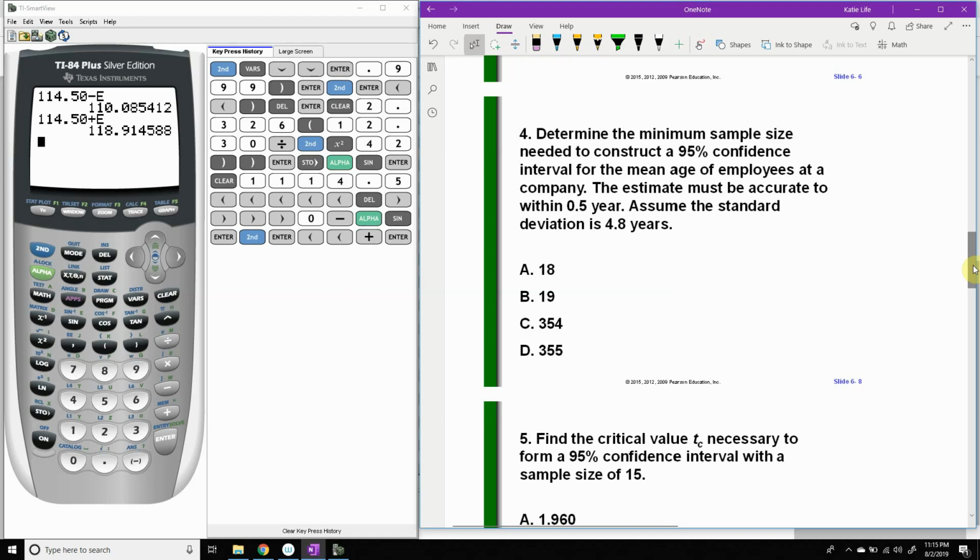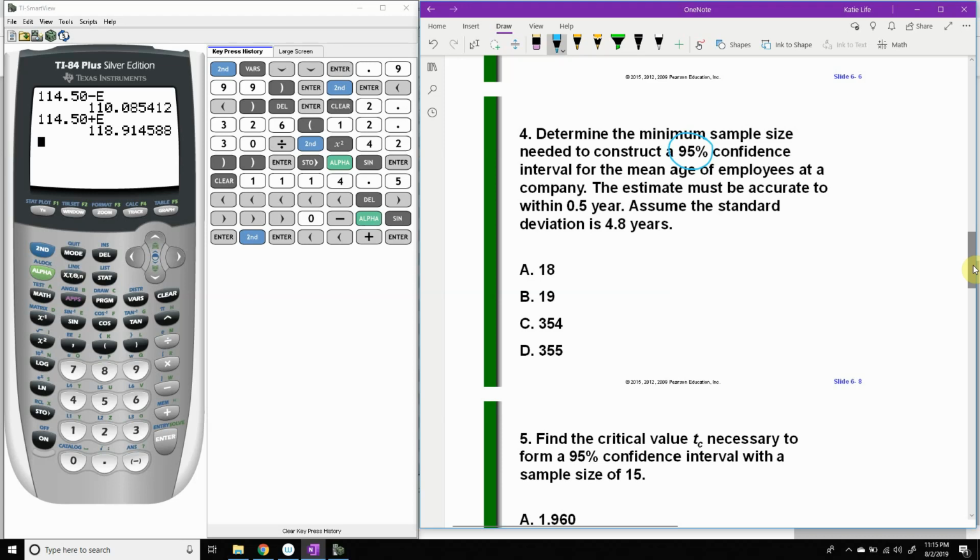All right, number 4. Determine the minimum sample size needed to construct a 95% confidence interval for the mean age of employees at a company. The estimate must be accurate to within half a year. Assume the standard deviation is 4.8 years.